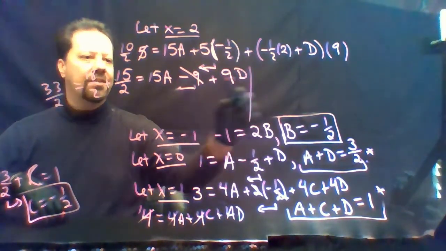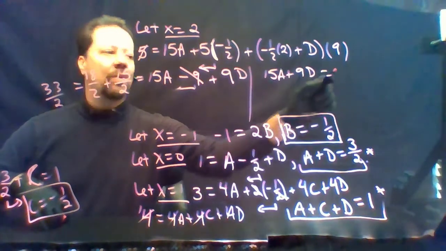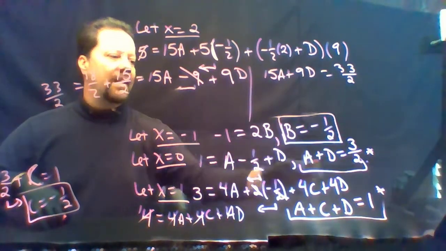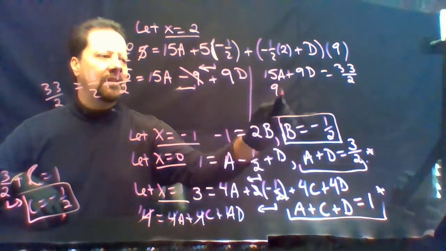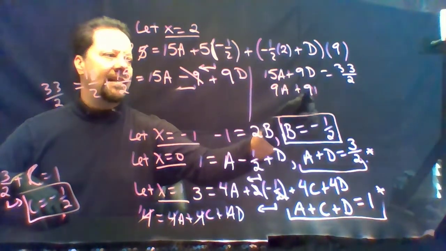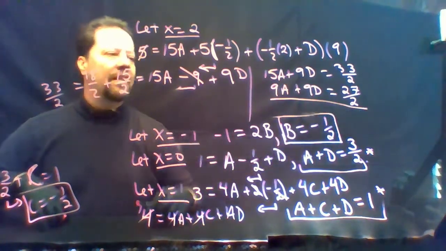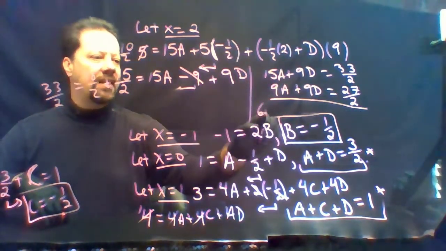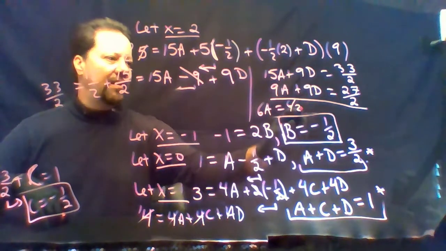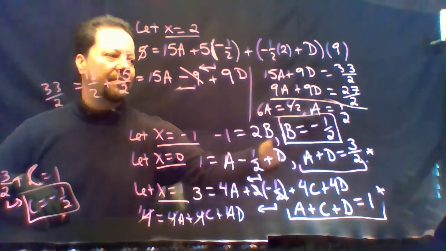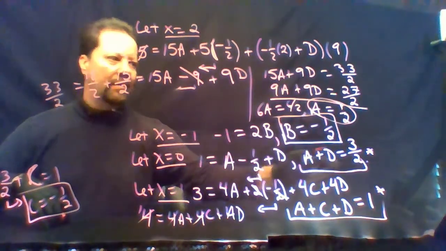So we have a couple equations. 15a plus 9d equals 33 halves, and we have a plus d equals 3 halves. Let's multiply this through by 9. 9a plus 9d equals 27 halves. If we subtract these equations, we'll get 6a is equal to 6 halves. In other words, a is 1 half. If a is 1 half, then d has to be 1.